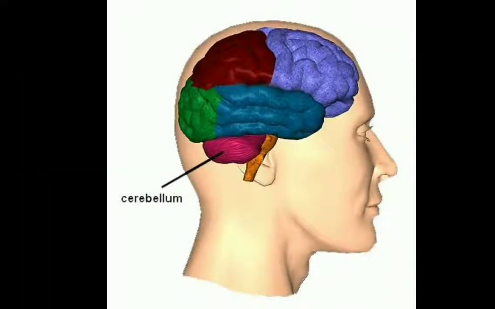This is cerebellum. It is a small part and lies under the cerebrum at the back of the head, as you can see in this diagram. It controls our muscle activity and helps us balance our body during walking, running, cycling, etc.